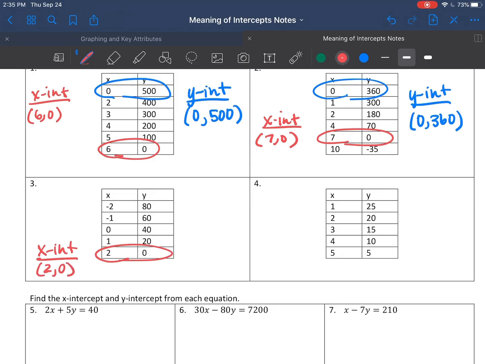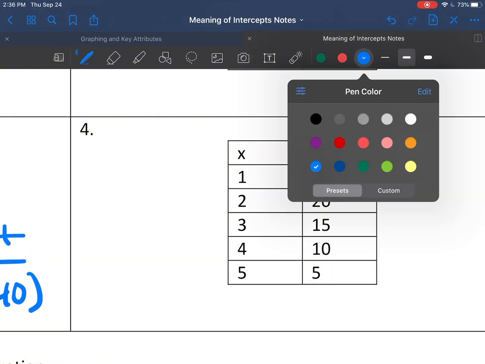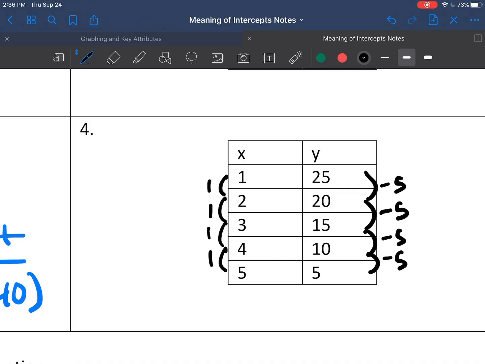X-intercept is 2, 0. Y-intercept 0, 40. Okay, on table 4, I don't see any zeros, but if that ever happens, you can analyze the pattern and continue your table. X's are going by 1s, and it looks like the Y's are decreasing by 5.